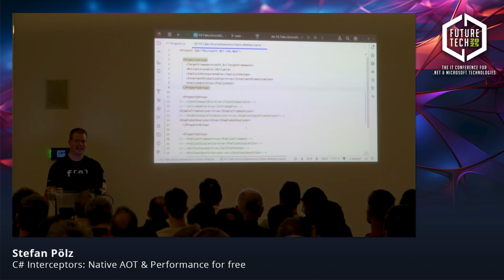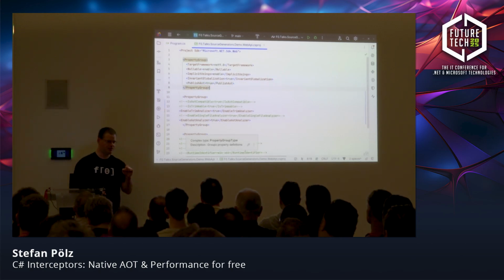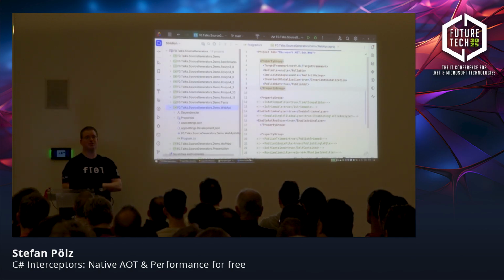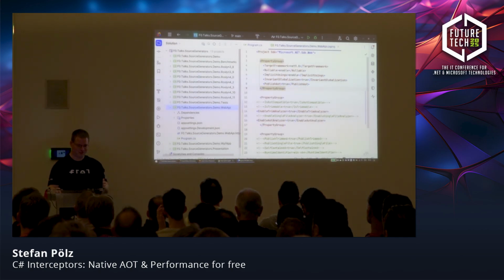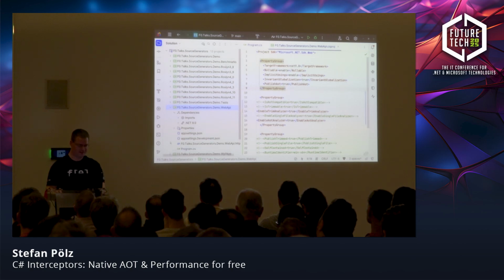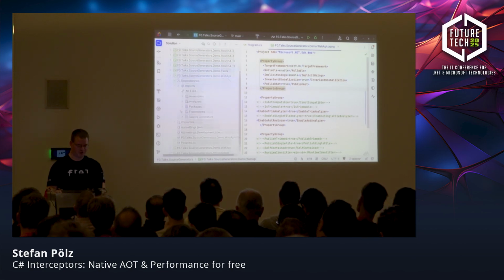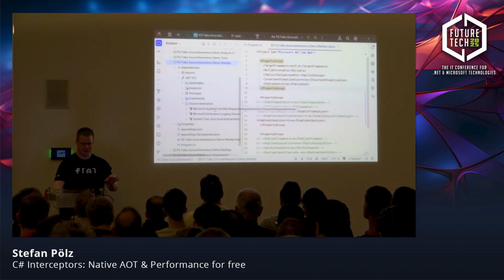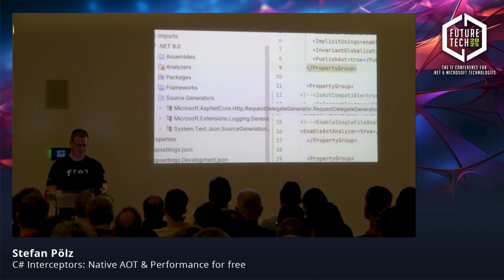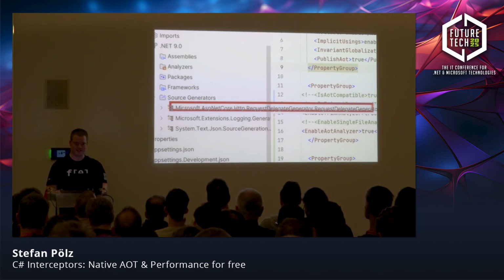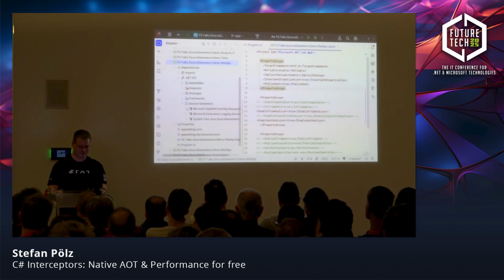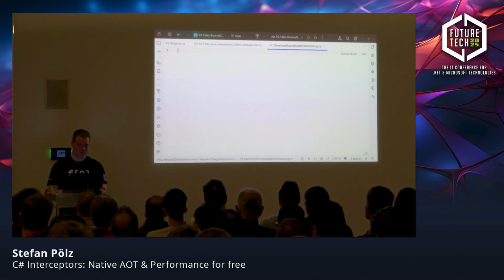When we enable that flag and actually do publish for native AOT, in ASP.NET Core there is a generator for that. So again, if we go to the dependencies, check our target framework, go to source generators. In Visual Studio, the experience is very similar. Here we have the request delegate generator kicking in.